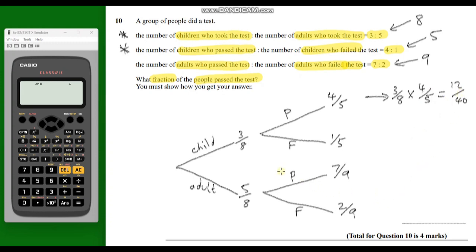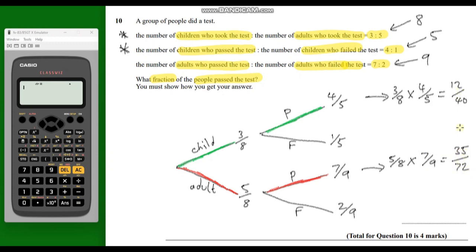And now we need to look at the adults. We're going to go up this branch here, let's just highlight it. So that's the adults who passed the test. The first one I showed you was the children who passed the test, so we went up that branch there. For this one, it's going to be 5/8 multiplied by 7/9. I can do that as well, so that's going to be 35 over 72.